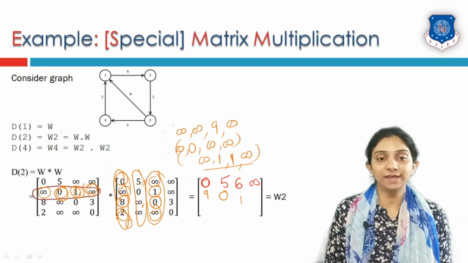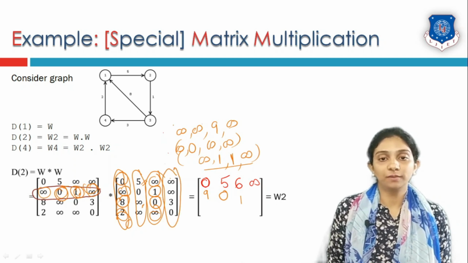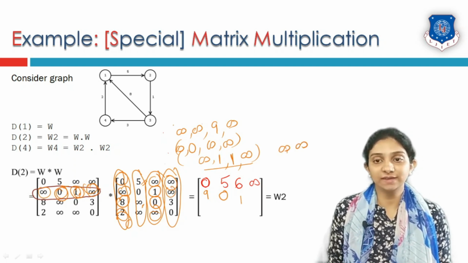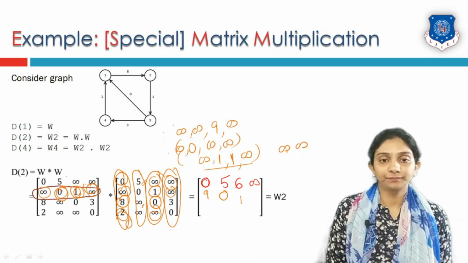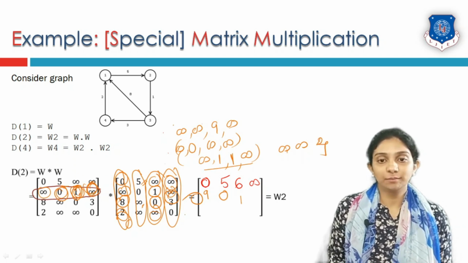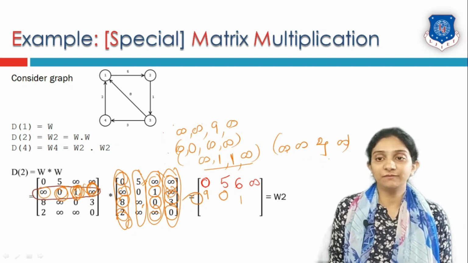Now we will finally consider row 2 and column number 4. Infinity plus infinity is infinity. 0 plus infinity is infinity. Then 1 plus 3 is equal to 4 and infinity plus 0 is equal to infinity. So minimum value out of these 4 is 4.